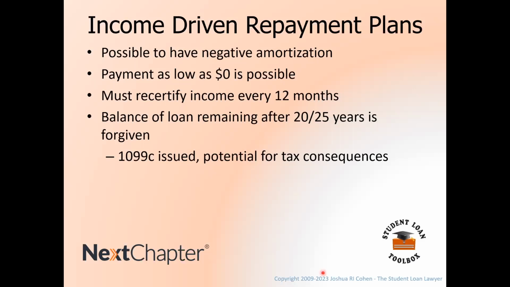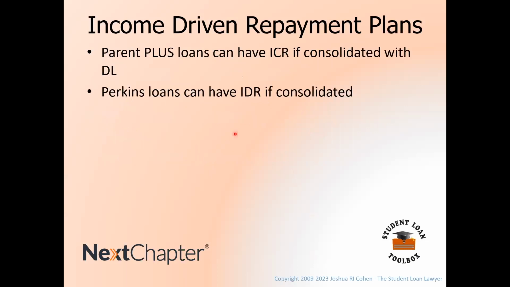Okay. And with IDR, you have to recertify your income every 12 months. Now, we don't have to do that right now because of the CARES Act. I'll get into a little bit of that. Again, Parent Plus loans can only have ICR, and they can only have it if it's inside a consolidation. Even if they have a direct Parent Plus loan, that's not good enough. They have to take those Parent Plus loans and consolidate them. The direct consolidation loan can have ICR.